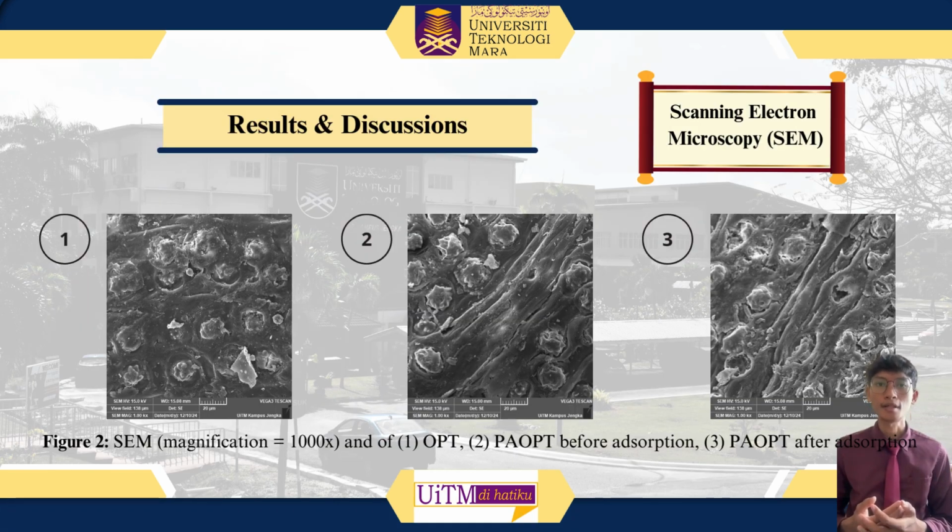Next is SEM. The sample OPT featured uneven morphologies, high particle size, and a smooth surface. The PAOPT has a groove-like orientation and a somewhat rough surface and showed many pores. The PAOPT has a stream-like surface and less dirt, more uneven after the samarium adsorption.